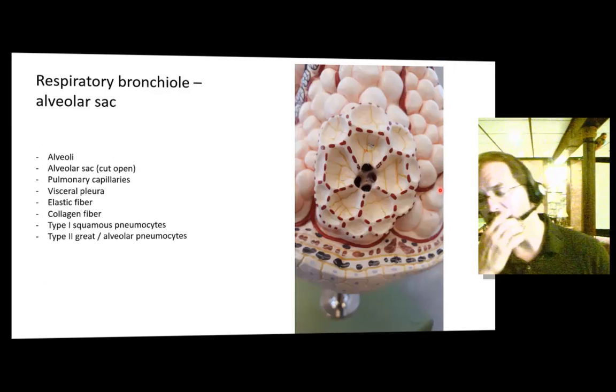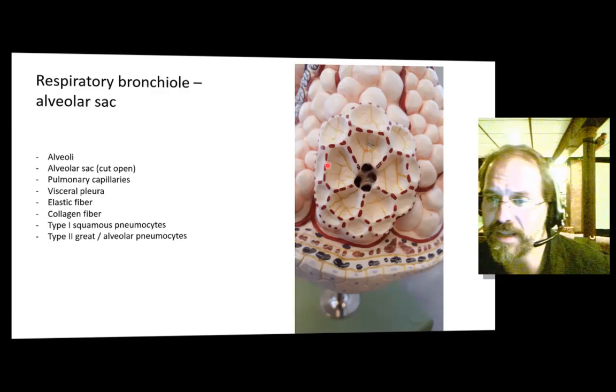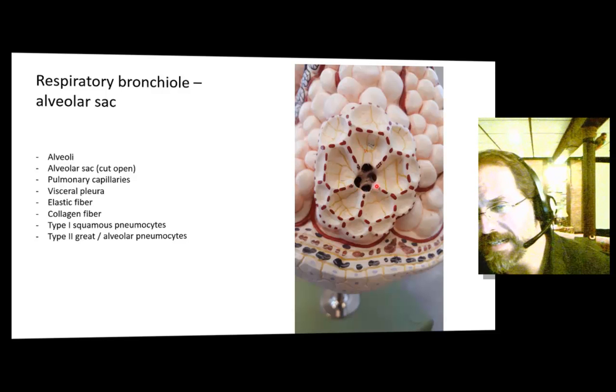So now I've spun the model back around and I'm looking at closer detail of that alveolar sac. The alveolar duct that I just showed you on the back side ends here, and it opens up into this sac. Now the sac's been cut open to show us the walls. The red little dots are supposed to indicate pulmonary capillaries.